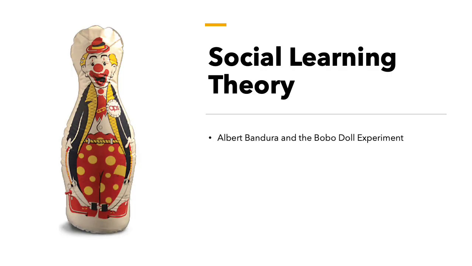And next we have social learning theory. This was really highlighted by Albert Bandura's Bobo doll experiment. And basically what he found is that children learn certain behaviors through observation. So we learn how to behave or how to act by observing somebody else acting in that manner.